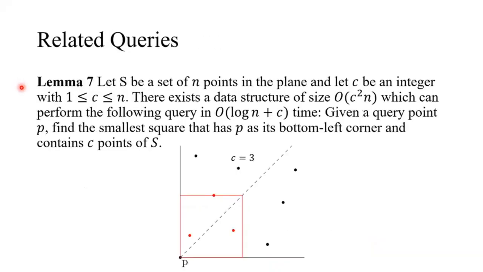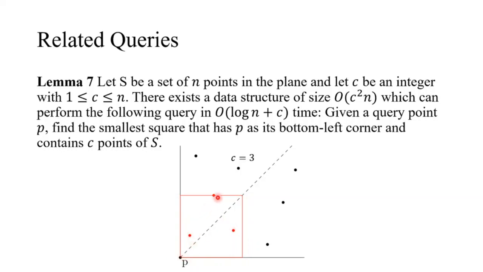Okay, now let's move on to some related queries. So here I have lemma 7, which says that if S is a set of n points in the plane and C is an integer between 1 and n, then there exists a data structure of size big O of C squared n, which can perform the following query in big O of log n plus C time. Given a query point P, find the smallest square that has P as its bottom left corner and contains C points of S. So here we have an example where C is equal to 3, and down here we have our query point P. So you can see that this red square over here is the smallest square which has P as its bottom left corner and which contains 3 points of S, highlighted here in red.